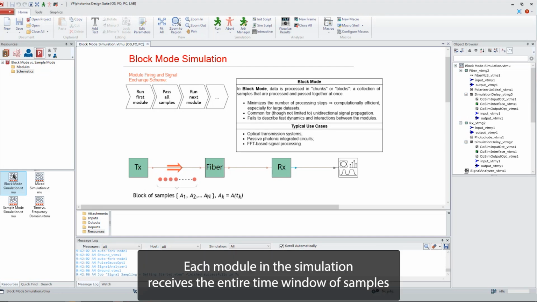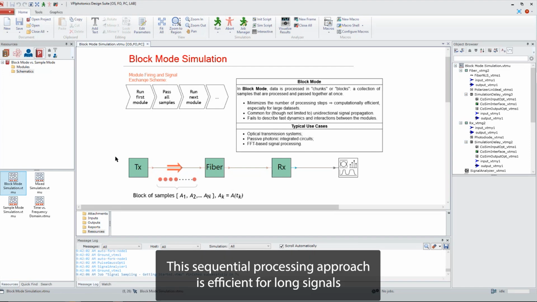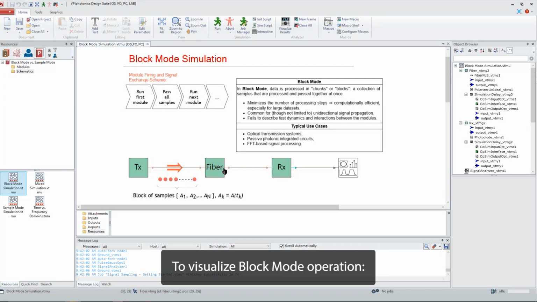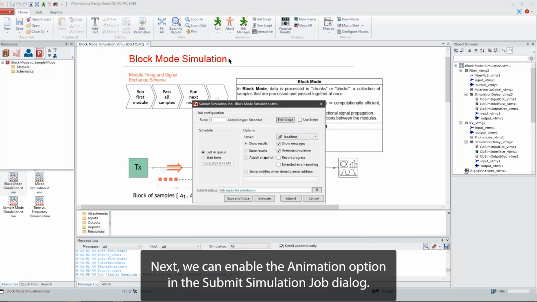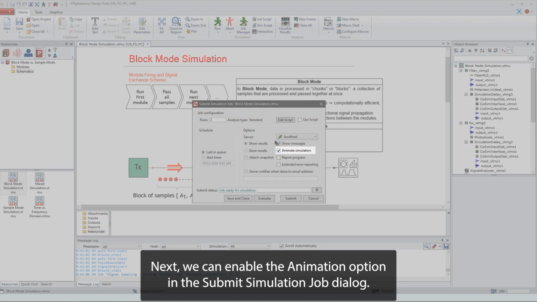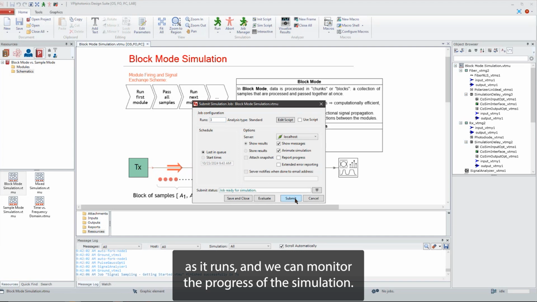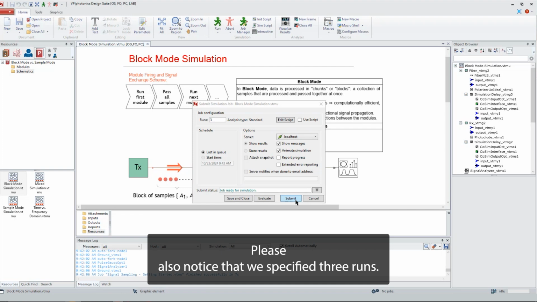Each module in the simulation receives the entire time window of samples from the previous module before it begins processing. This sequential processing approach is efficient for long signals and is commonly used in unidirectional optical transmission systems. To visualize block mode operation, first, let's use this abstract system schematic of a single-channel system. Next, we can enable the animation option in the Submit Simulation Job dialog. With this setting, each module on the schematic will be highlighted as it runs, and we can monitor the progress of the simulation. Please also notice that we specified 3 runs.